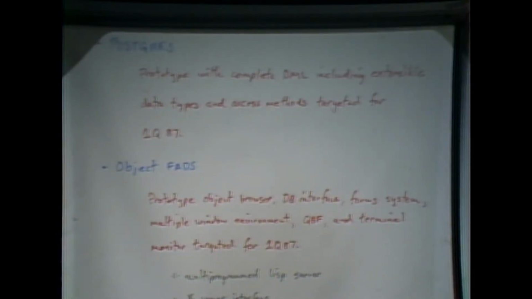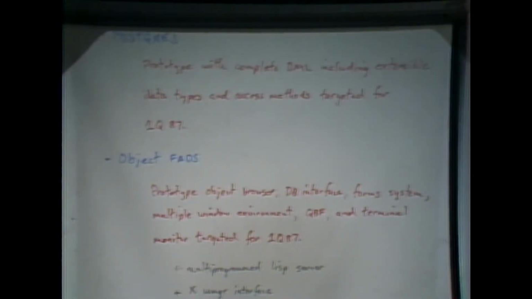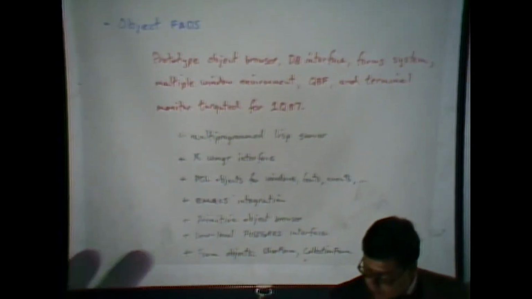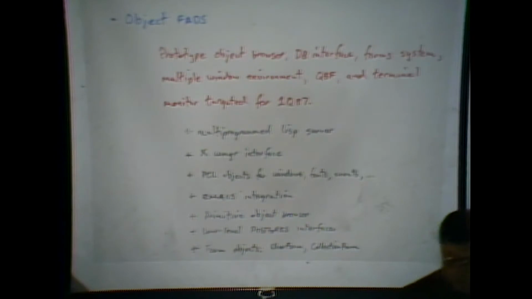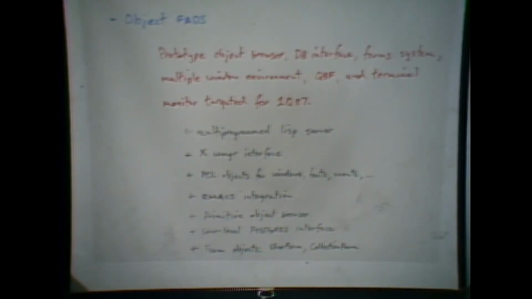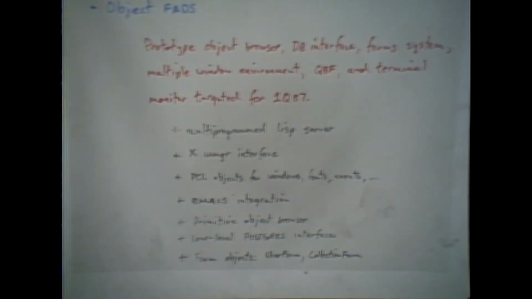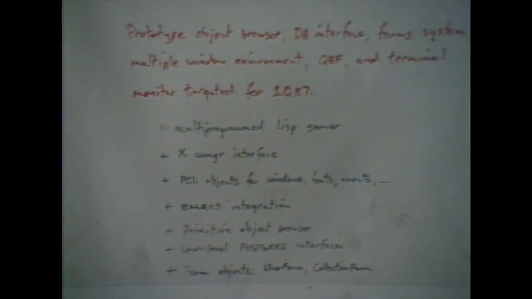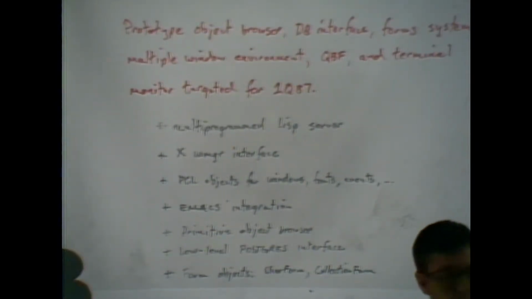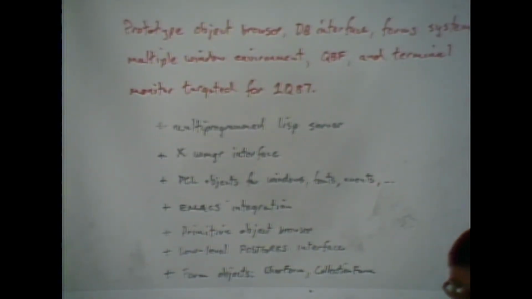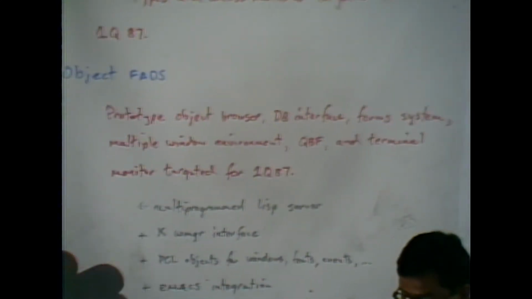The Object FADS environment, we've got the Lisp server running, the X window manager interface. We have PCL objects for windows, fonts, events, all these kinds of things. The Emacs integration works. We have the primitive object browser. We've also got a low-level implementation to Postgres so that we can actually take data from the database, and what they're working on this week, and hopefully will get done, is the ability to take that data from the database and actually show it through a form so that you can do data entry and browsing through the form. So that's where we are.